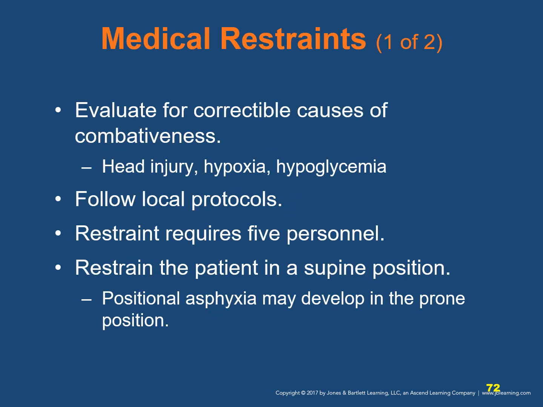In terms of medical restraints, which we're going to discuss now, you want to first evaluate the patient for correctable causes of combativeness. These include head injury, hypoxia, and hypoglycemia. Follow local protocols. Obtain medical control authorization if necessary. There may be consequences for either applying the restraints or failing to restrain a patient who should have been restrained.